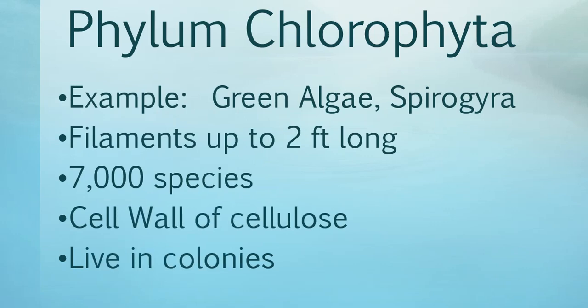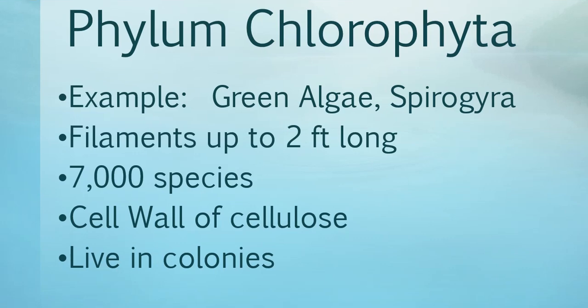They have a cell wall made of cellulose. That's very similar to the vegetables that we eat. And they tend to live in colonies. Okay, so we see here, yeah, they live in colonies. You're going to write down cellulose under cell wall. Okay, under organization, go ahead and write down unicellular and living in colonies.